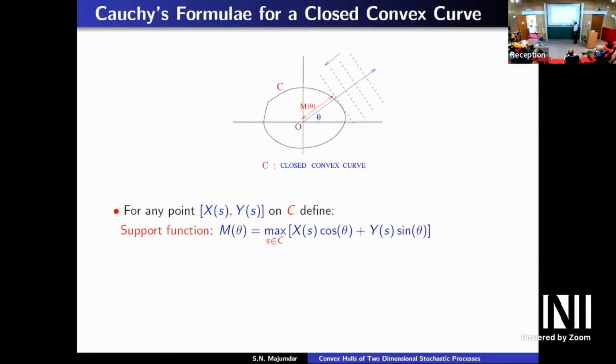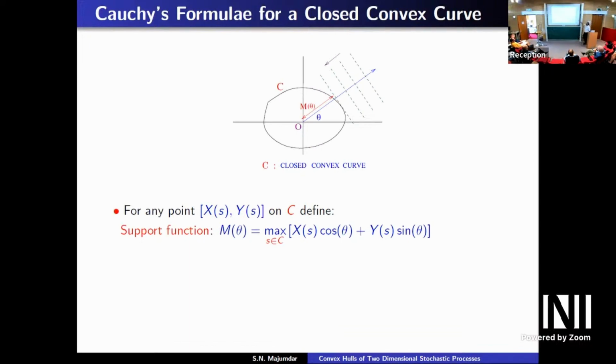And then you just look at the distance from the origin to that stick there, perpendicular distance. So that is called the M of theta. Formally, mathematically, it just says that if I take x's and y's, any point on this closed convex curve, I look at their projection in the direction of theta, because each point has a projection, and I take the maximum of those points. So that is the M of theta.